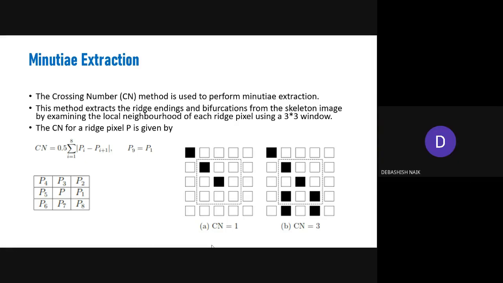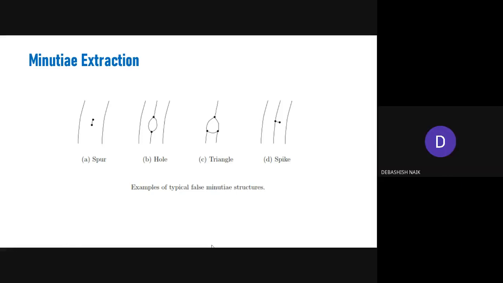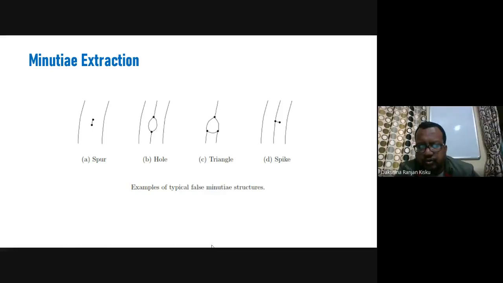Sir, another doubt. We didn't discuss the method to remove the false minutiae points. Now you tell me first, can you guess how to identify these false minutiae structures? Maybe by the length of the ridges. We actually know these are false minutiae points, or spurious points. During post-processing, we should remove these false minutiae structures, so that when we extract the minutiae points, we do not consider these structures as legitimate minutiae points. Okay, so there is a method.